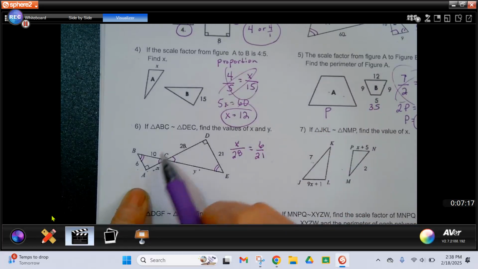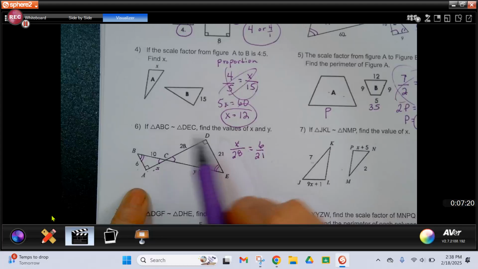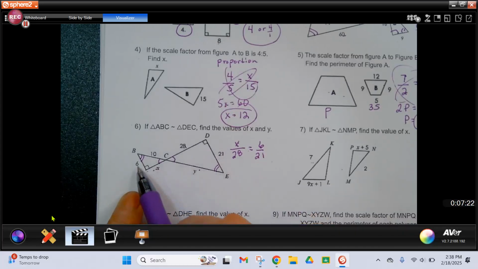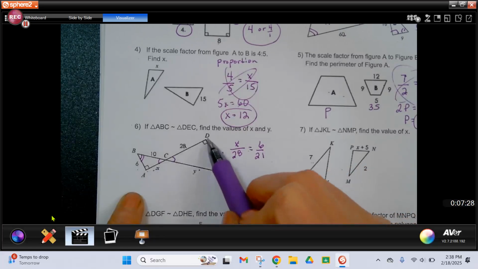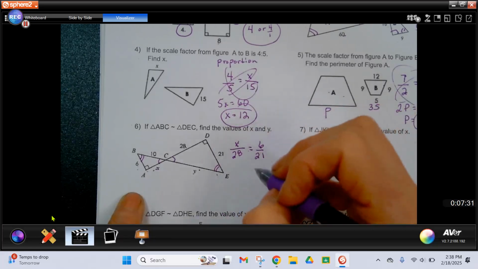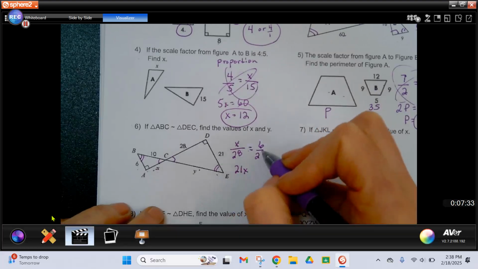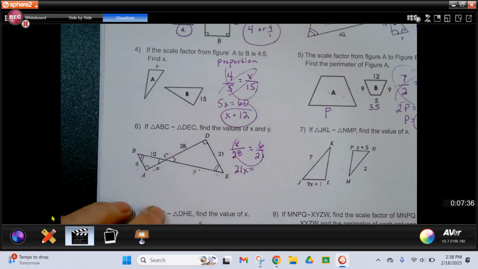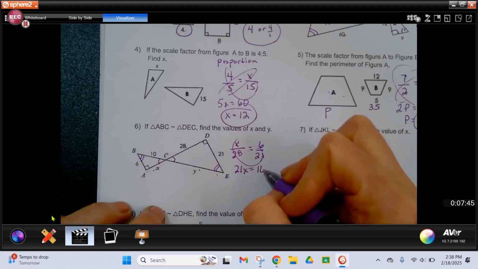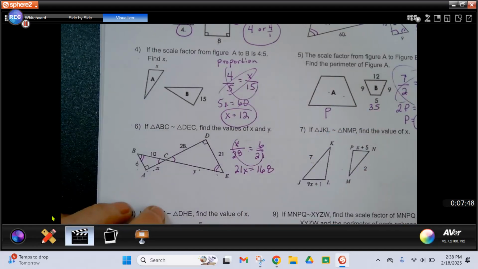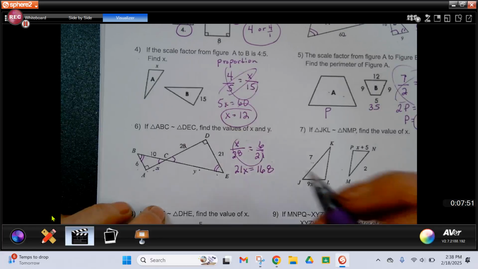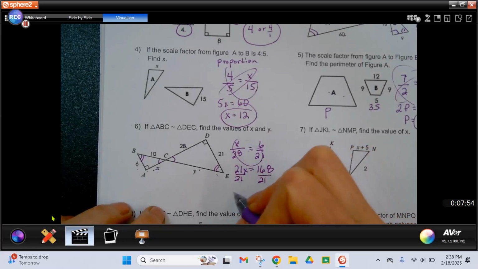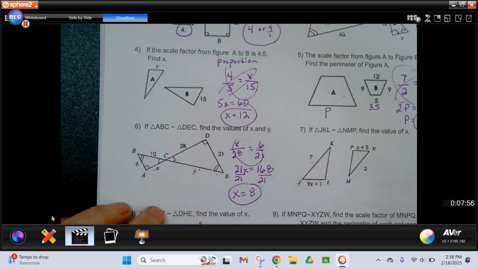So x corresponds with 28, and that's going to be equal to 6, which corresponds with 21. Notice 6 comes between the two curvy marks in the right angle, and 21 comes between the two curvy marks in the right angle. Now I can cross multiply and solve. So it's 21x equals 28 times 6, which is 168. And if I divide that by 21, you get 8. Divide by 21, divide by 21, x equals 8. So we've solved for x.